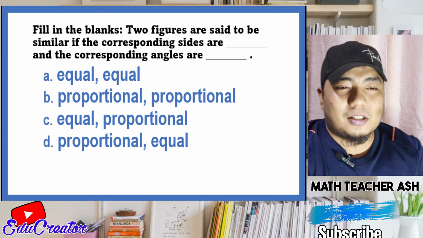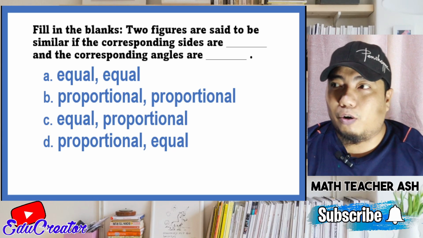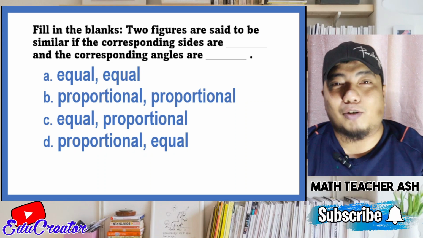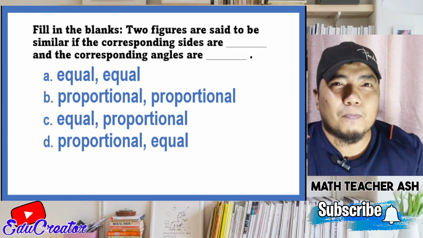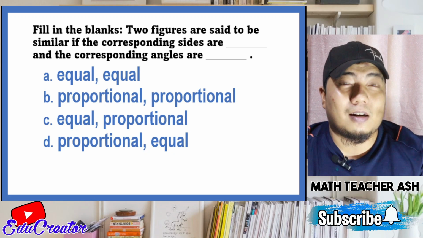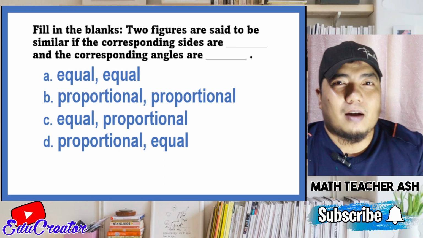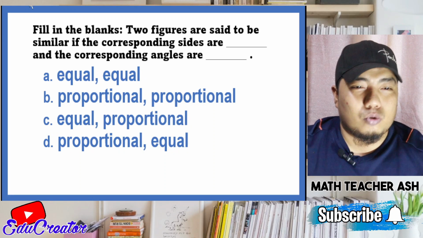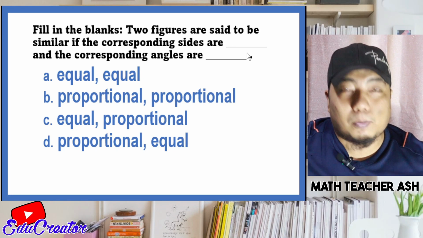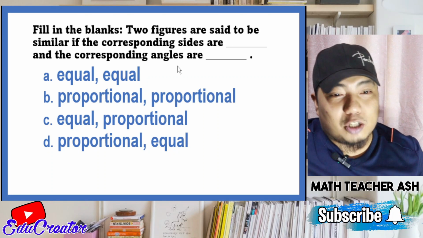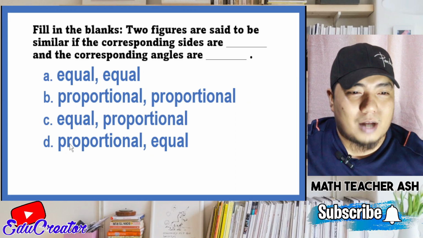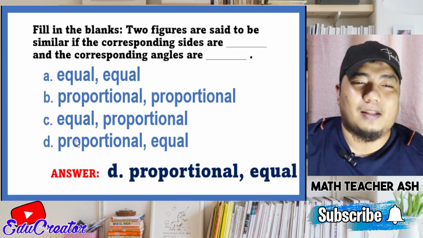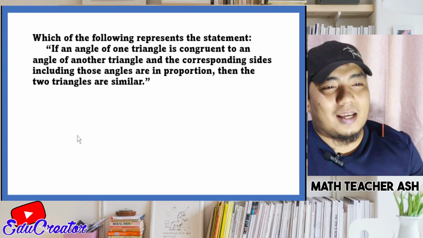Okay, my dear math learners, this is basically the definition or the concept given by the similarity of triangles. Now, in the similarity of triangles, you can say that two triangles are similar if and only if their sides are proportional and their angles are congruent. So talking about sides, they should be proportional, and talking about angles, they should be equal. So therefore, our answer should be letter D. Let's check. Okay, we are correct, my dear math learners. Now let's go to the next question.